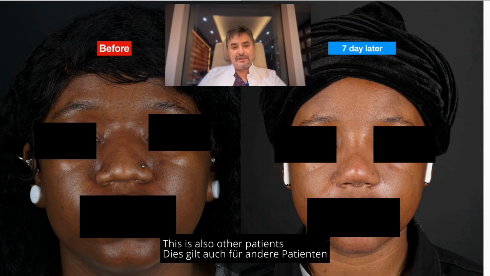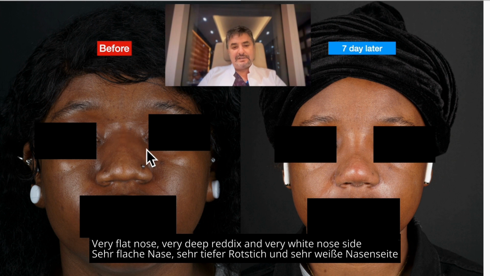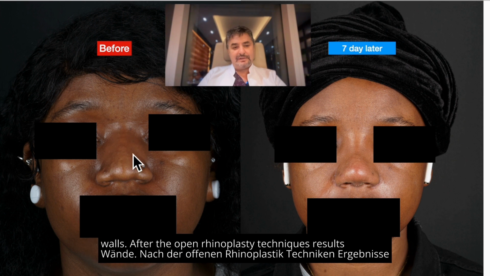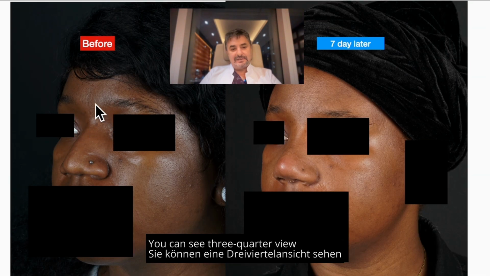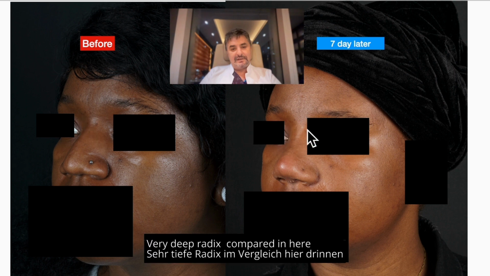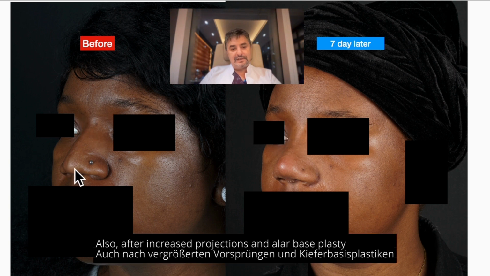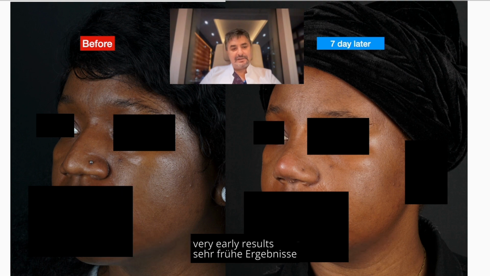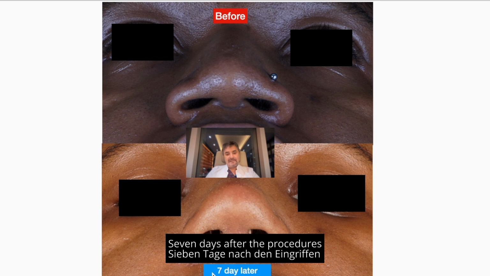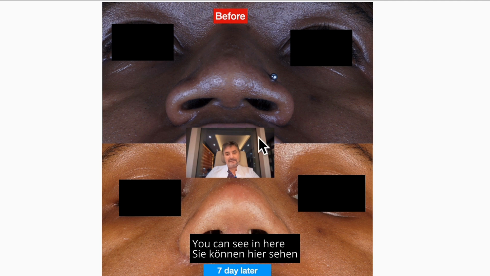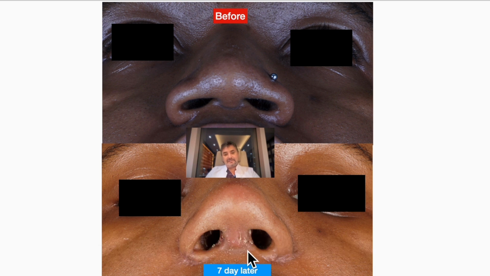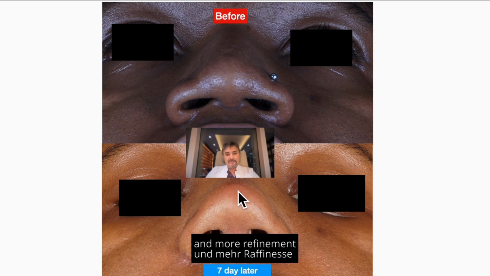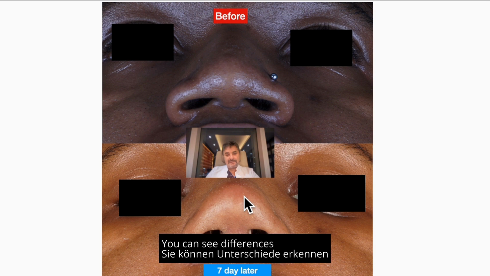This is also another patient, very flat nose, very deep radix and very white nose side walls after the open rhinoplasty technique results. You can see 3/4 view, very deep radix, compare in here also, and after increased projection and alar-base plasty results. This is also base view 7 days after the procedure. Early results you can see in here, and after the open technique ethnic rhinoplasty surgery results, more projected nose tip, more refined nose tip. You can see differences.